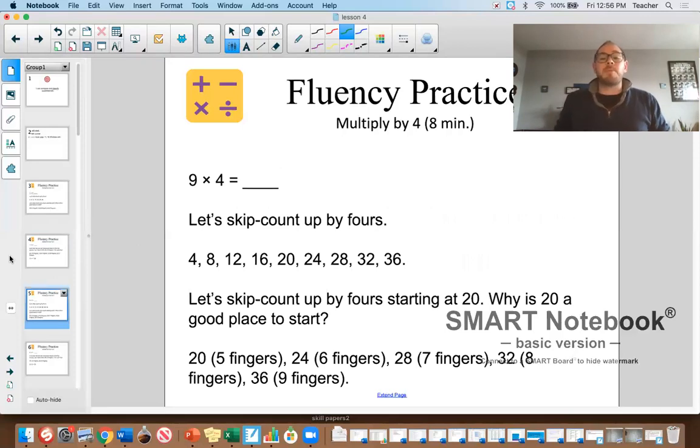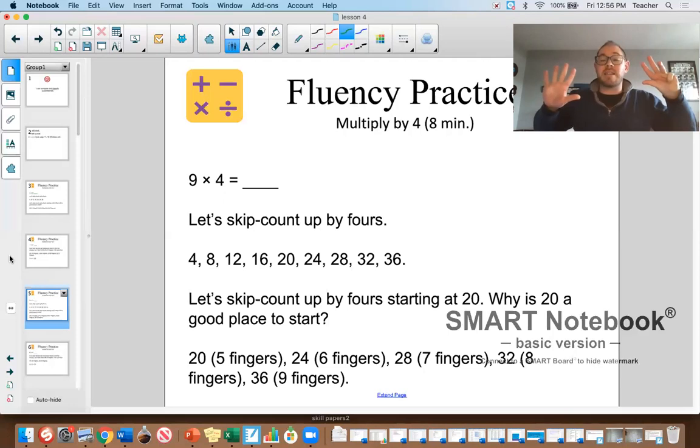Let's get ready to skip count by 4s up to 9 times 4. And again, we are going to be starting at 20. That's 5 groups of 4. And we're going to be counting up until we have 9 fingers, 9 groups of 4 showing. So let's get ready to start at 20: 20, 24, 28, 32, 36. And I'm going to stop there because I've got my 9 fingers showing.